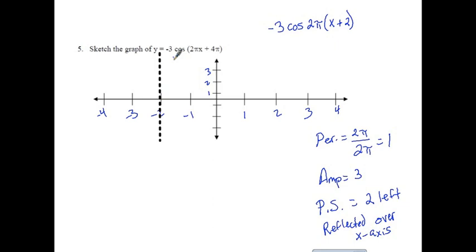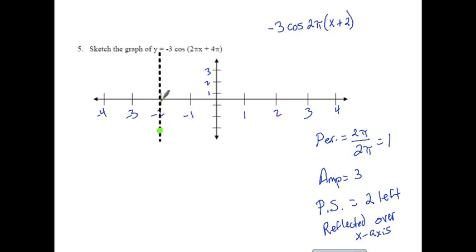So cosine of 0 is normally 1. So I'd normally go up here to 1. But the 3 means I'm going to be at 3 instead of at 1. And the negative means I'm not going to be at a positive 3, but I'm going to be down at -3. So let me get a different color. -3. So that's where my starting point is there, because I start back here because I got shifted 2 to the left.